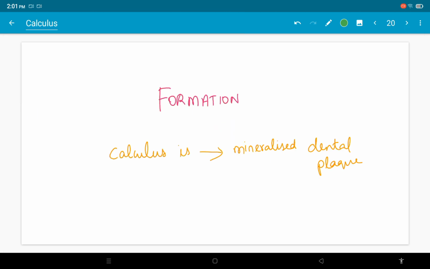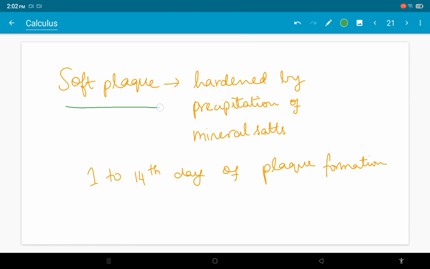Now formation. How does calculus form? Calculus is mineralized dental plaque. As we already saw, dental plaque formation will be dealt with in another video. It is a separate topic. Here plaque is already there. The mineralization of dental plaque will lead to calculus. Soft plaque is hardened by precipitation of mineral salts.